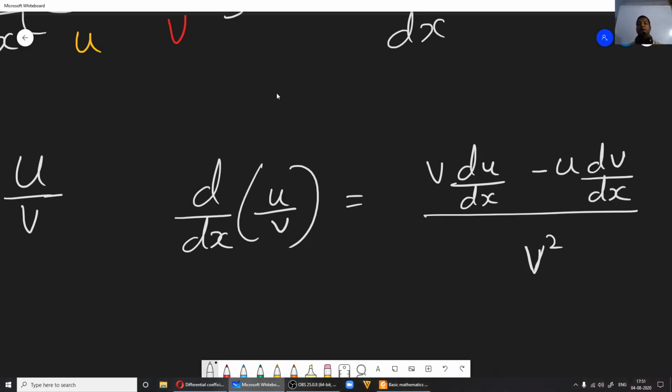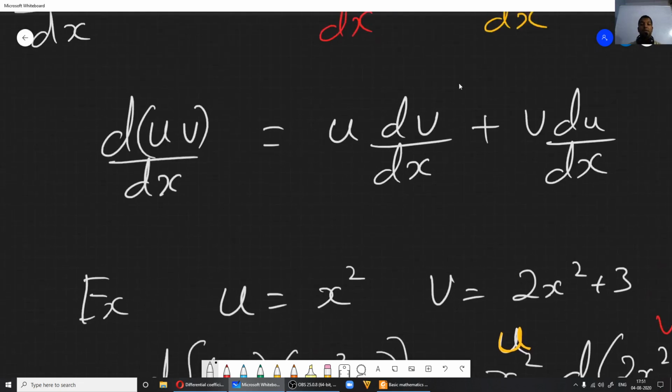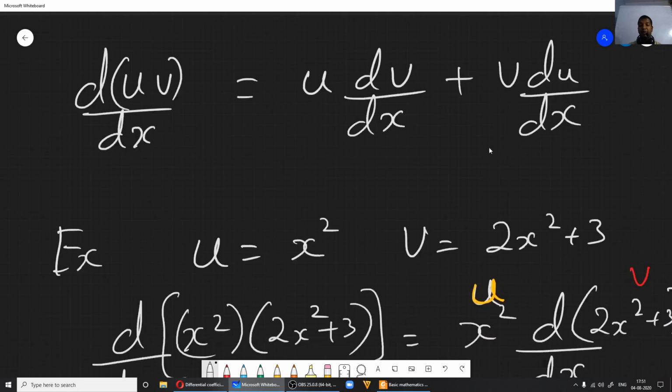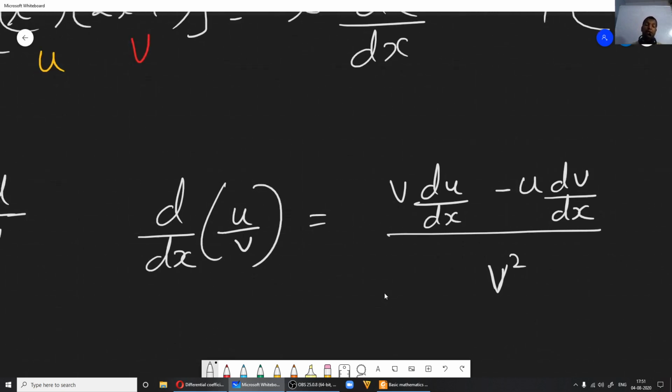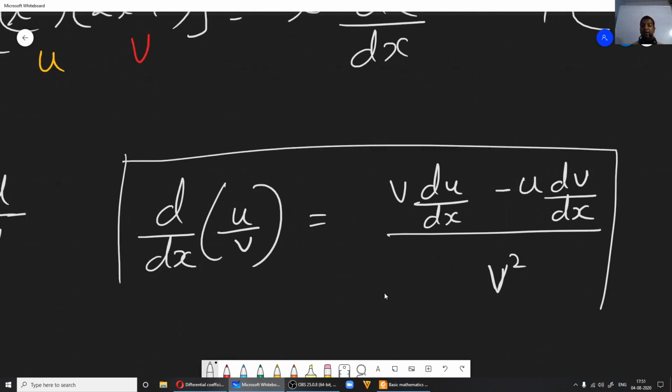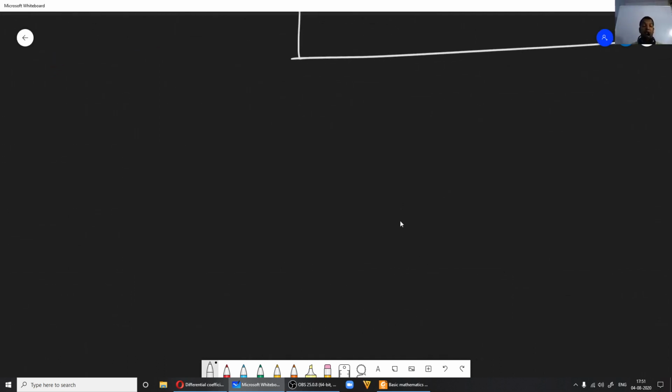This is quite the opposite. Here first we do u dv by dx plus v du by dx. It is quite the opposite. You just have v du by dx, except that you should not write the plus sign, you have to write the minus sign. v du by dx minus u dv by dx. So this is how we evaluate the differentiation of the ratio of two functions of x. Please write all these things in your notes.